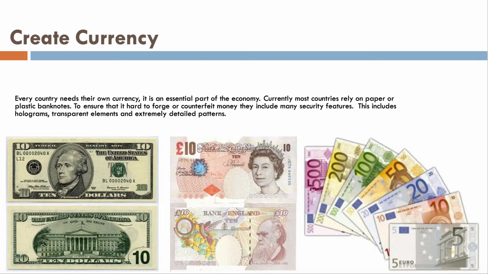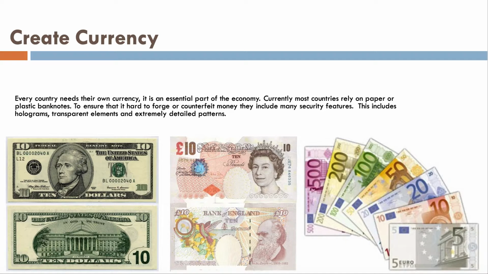So every country needs their own currency. It's an essential part of the economy. Currently, most countries rely on paper or plastic banknotes. To ensure that it's hard to forge or counterfeit money, they include many security features. This includes holograms, transparent elements, and extremely detailed patterns.